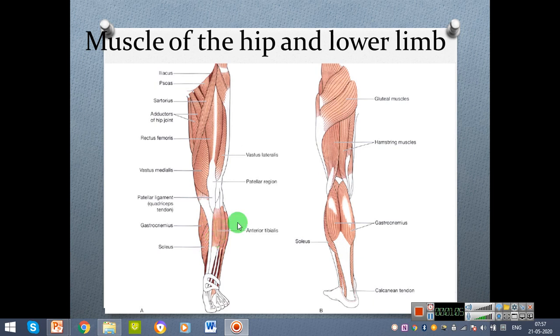This is the anterior tibialis muscle. Gluteal muscle. Hamstring muscle. Then the gluteal muscle has three parts: gluteus maximus, medius, and minimus.